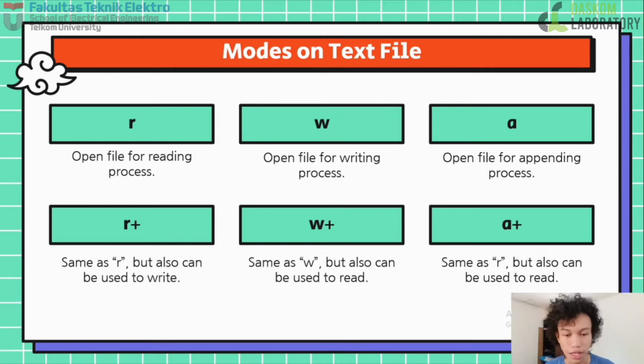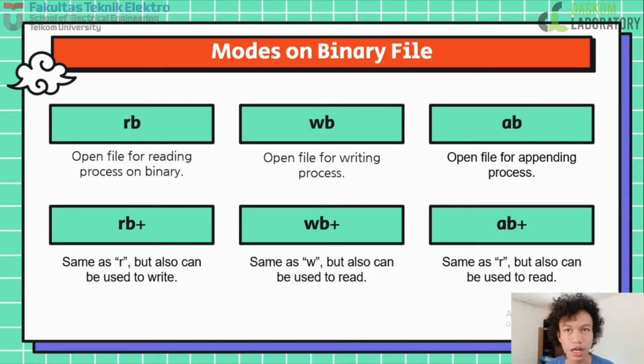While in binary files, we use an extra character in the mode itself, which is B. So, for example, if you want to do some reading on binary files, you're not going to use R, but you are using RB, and the same goes for W becoming WB and A becoming AB, and the same goes for the plus counterpart, which becomes RB plus, WB plus, and AB plus. Or you can write it as R plus B, W plus B, and A plus B.